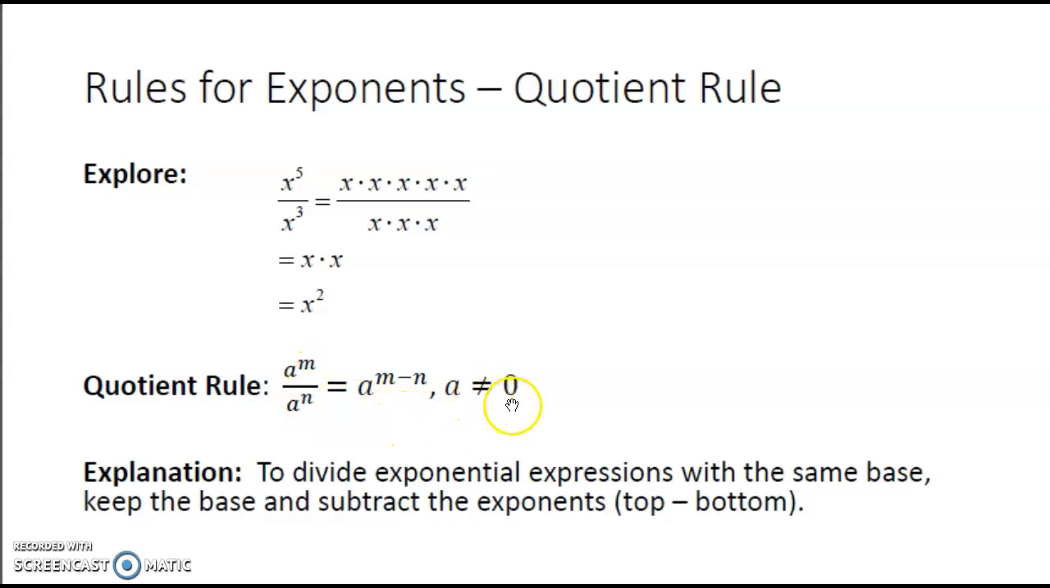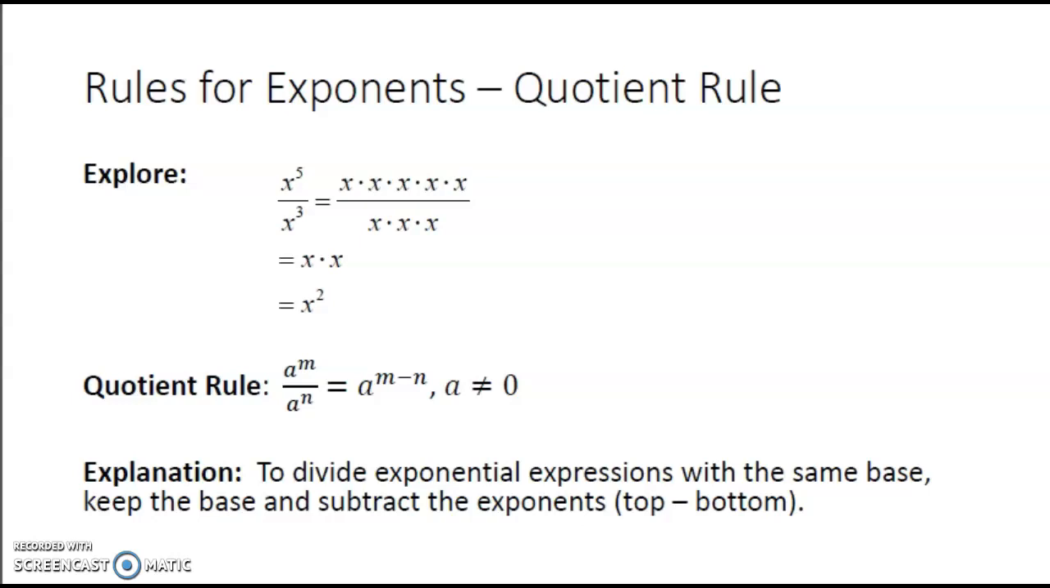It's also important to note here that your base can't be 0, because if your base is 0, you end up with a 0 in the denominator, which makes the entire expression undefined. So again, you have the explanation down below. When you're dividing exponential expressions with the same base, so the bases have to be the same, they're both a here, you keep that base and then subtract the exponents, and in this case it's top minus bottom. There are some ways that you can do a little shortcut when we start to talk about negative exponents, where you might want to subtract in a different way. But if we're following this rule precisely, it's the top exponent minus the bottom.